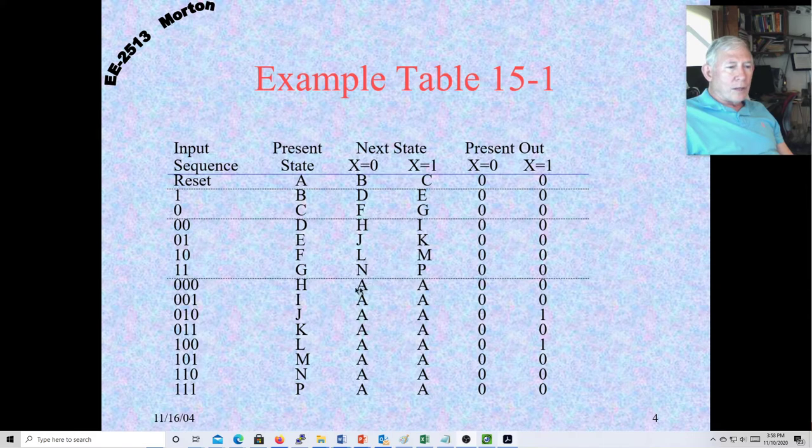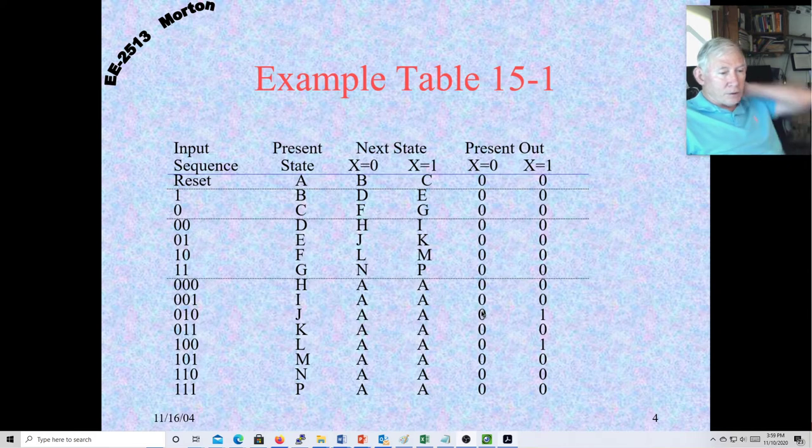Well, okay, let's look at H. We have state A for x equals 0 and A for x equals 1, and the outputs are 0, 0. What about I? We have A for x equals 0 and A for x equals 1, and the outputs are 0, 0. What about J? Well, we have A and A, but our outputs are different. Okay, so that won't work. But H and I are redundant. What about K? Yeah, A and A and an output of 0, 0.